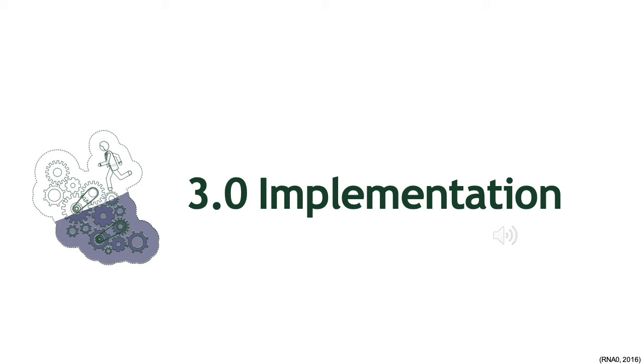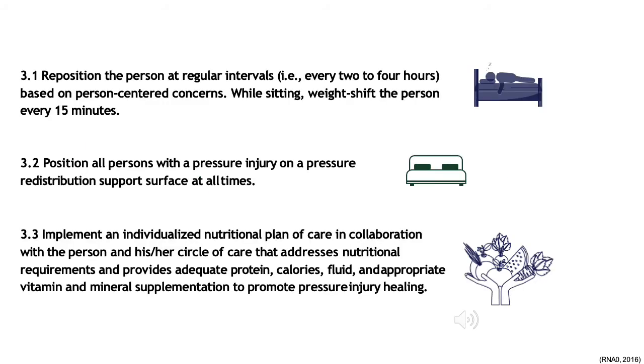Objective 3 is about implementation. 3.1. Reposition the person at regular intervals, for example every 2 to 4 hours, based on person-centered concerns. While sitting, weight shift the person every 15 minutes. 3.2. Position all persons with a pressure injury on a pressure redistribution support system at all times.